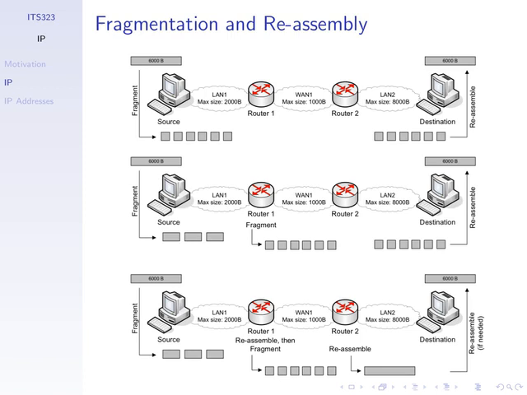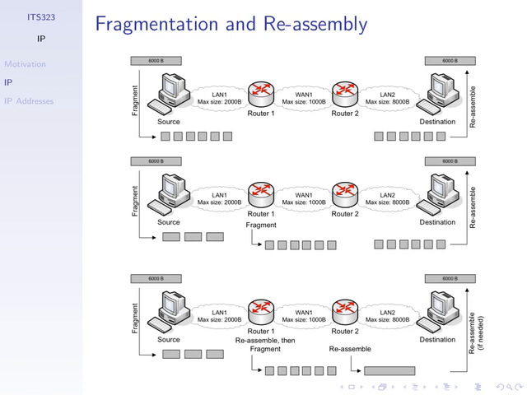Another approach. Let's fragment at the source and at routers if needed, and reassemble at the destination. In this case, the source still has 6,000 bytes. It only needs to know about the maximum size of the next subnet. The maximum size here is 2,000. We've got 6,000. Break it into three fragments: 2,000, 2,000, 2,000. Send those three.